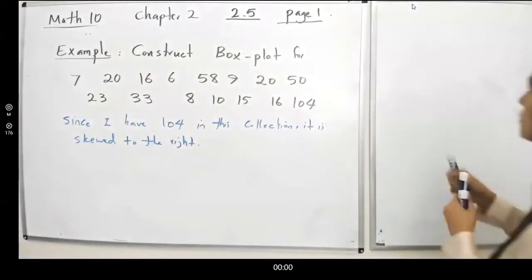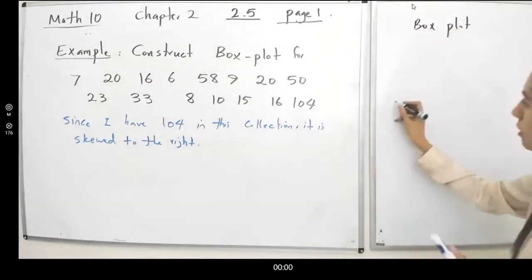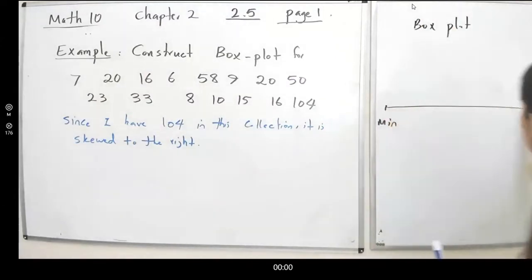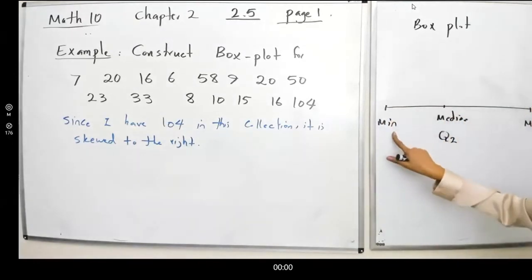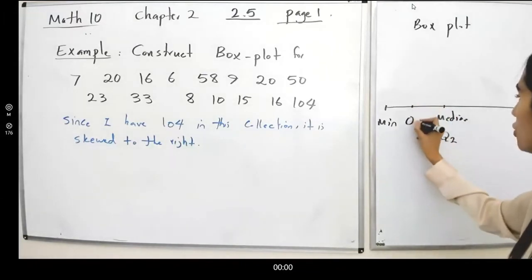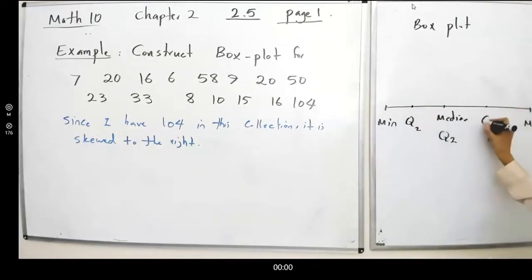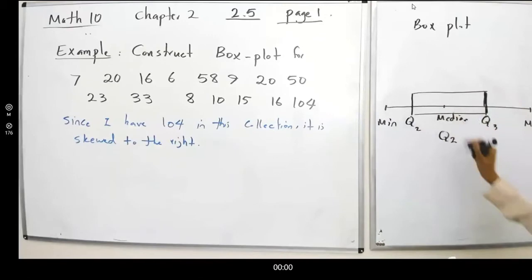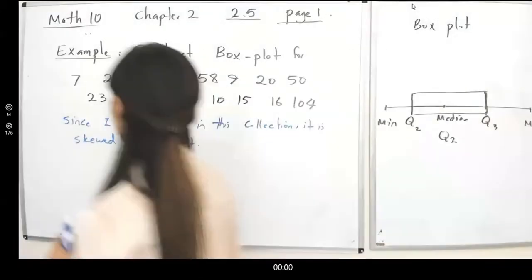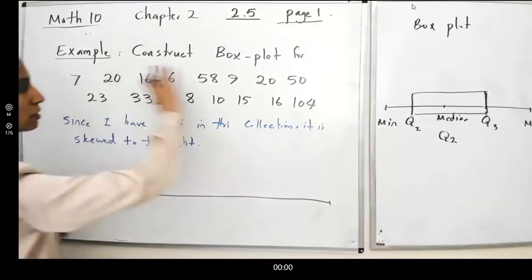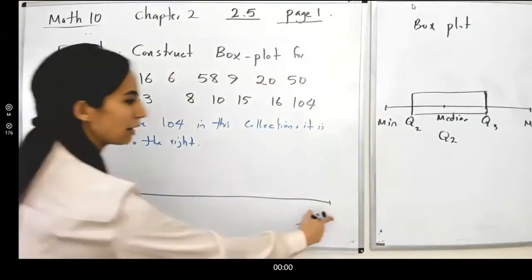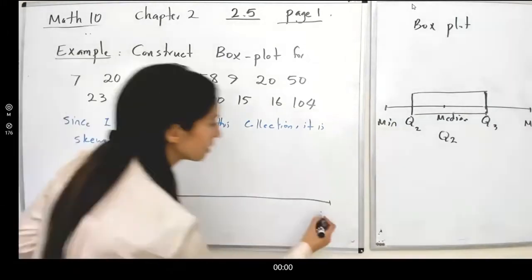Remember that to construct the box plot, we need the following information. We need the minimum value, the maximum value, the median or second quartile, the median of the collection on the left-hand side, Q1, and the median of the collection on the right-hand side, Q3, and we construct a box. Okay, perfect. So let's find them one by one. What is the minimum value in your collection? 6. What is the maximum value? 104. Very good.